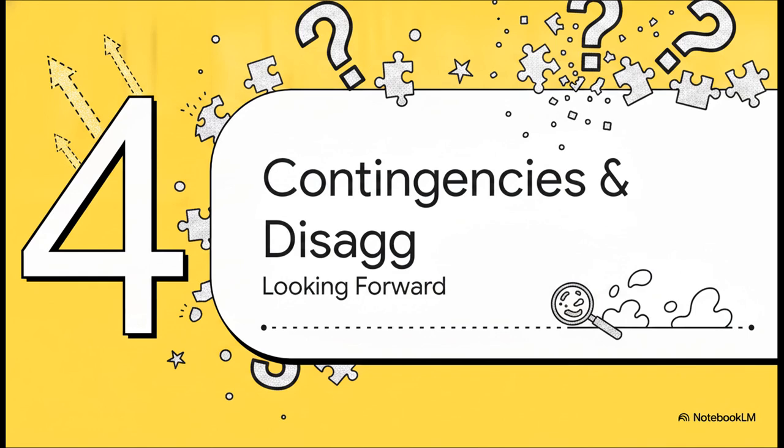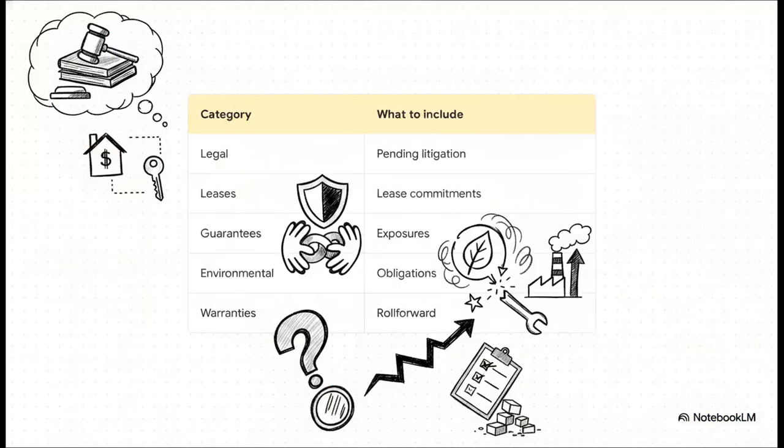Section 4. Contingencies and granular disaggregation. Let's shift our narrative forward now and look at uncertain future obligations. The Commitments and Contingencies note, often just called the C&C note by audit teams, is incredibly structured. It generally covers legal proceedings, leases, guarantees, environmental obligations, and warranties. But listen, here is a massive watch-out. People frequently only disclose the items they actually accrued a liability for on the balance sheet.